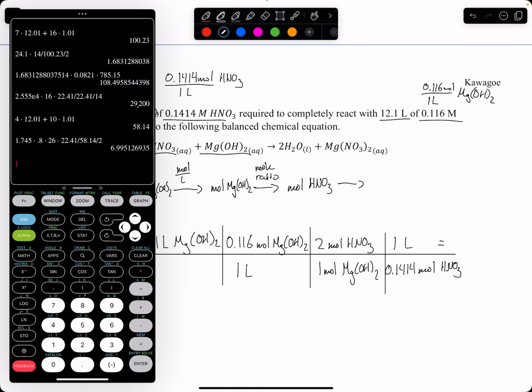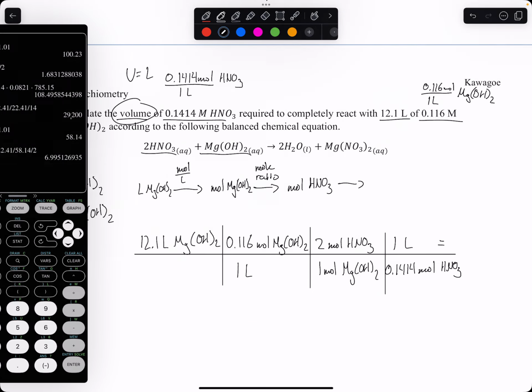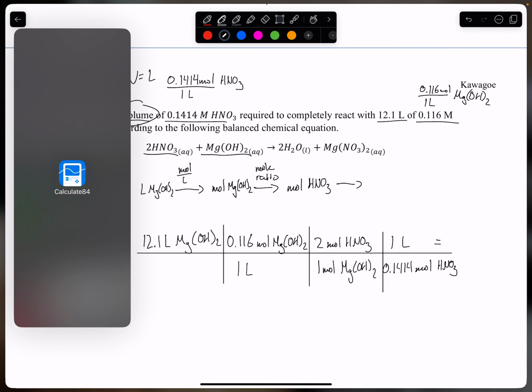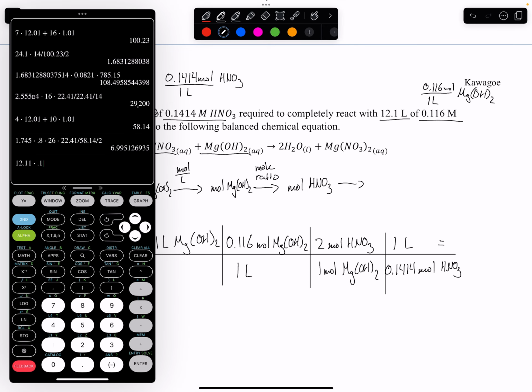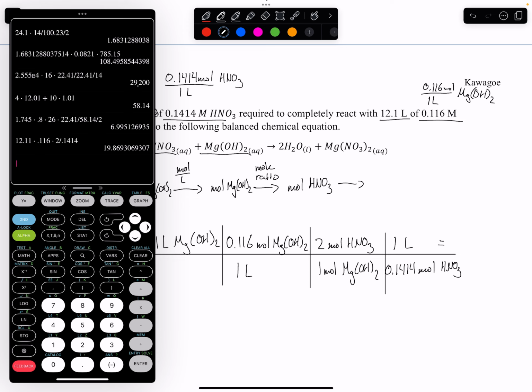So whip out the calculator. 12.1, that's that first number there, whoops. Times 0.116 times 2 divided by 0.1414, enter. And that is 19.86, but we have 3 sig figs, so I'm going to round that to 3 sig figs, 19.9 liters of HNO3.